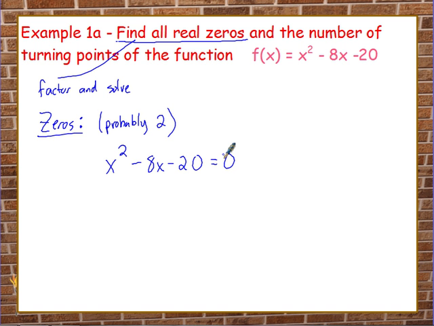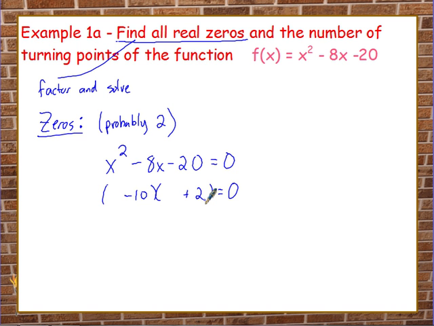So what's my a? 1. So 1 times, which is negative 20. So can I have factors of negative 20 that add up to negative 8? So give me 2 numbers, guys. Multiply to give me negative 20, but add to give me a negative 8. Negative 10 and positive 2.